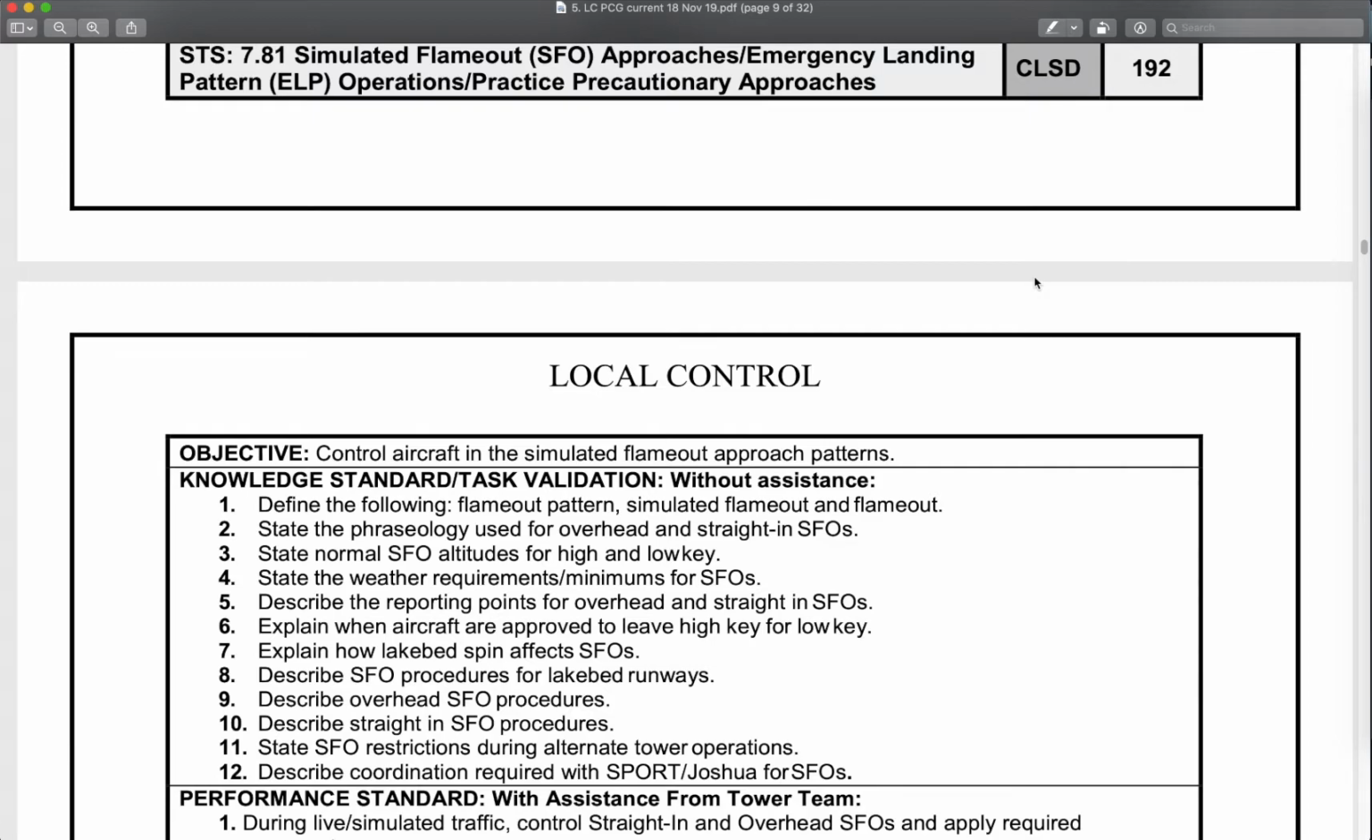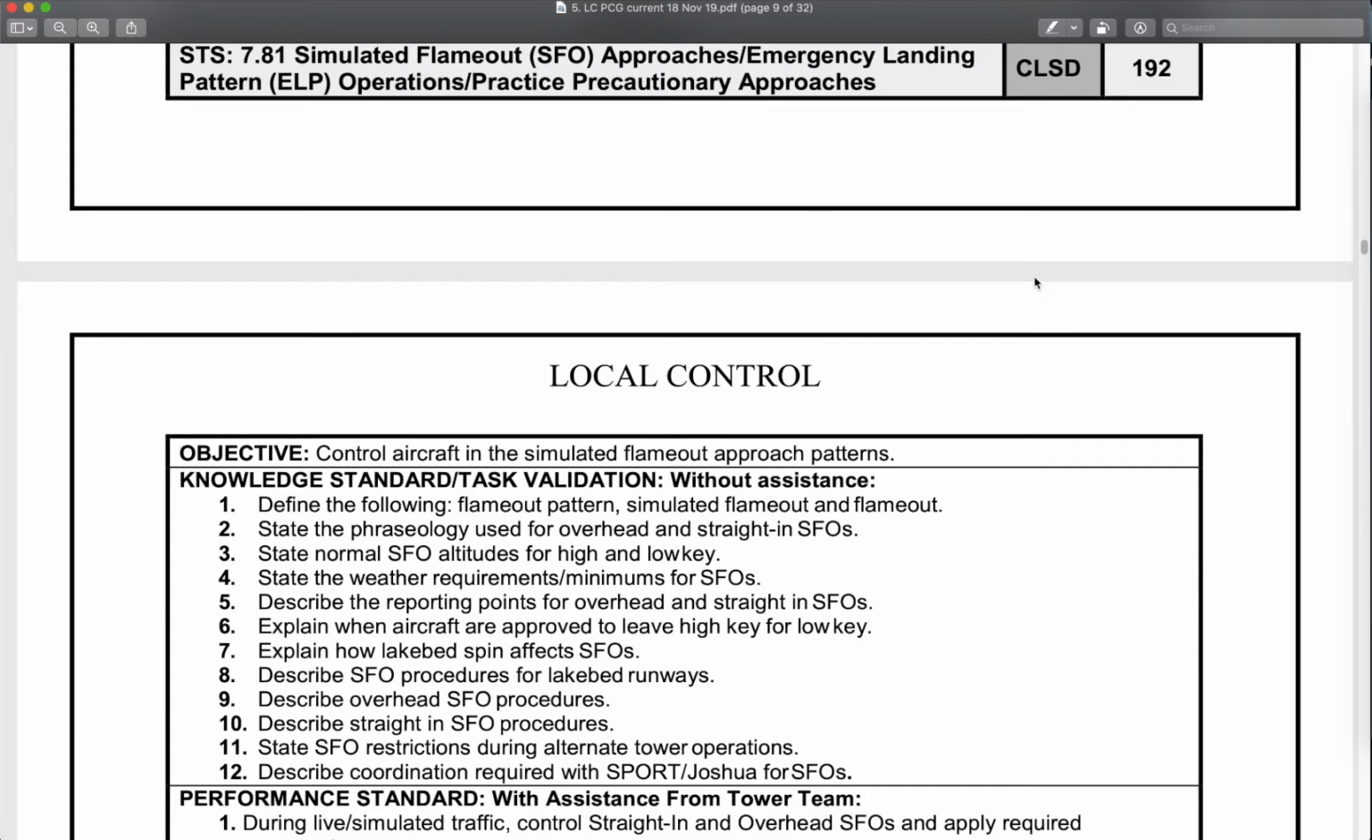Simulated flameout is a practice approach by a jet aircraft or single-engine aircraft at idle thrust to a runway. What that means is the aircraft is not going to turn its engines off to simulate a flameout approach. What they're going to do is turn their aircraft engines to idle or just above idle, depending on the airframe and what the requirements are for that. And then they're going to have a hand on that throttle, waiting to see if they have to do some sort of thing to adjust or correct it, especially if they're having a student pilot. I'll show you some videos later on with some students flying SFOs.